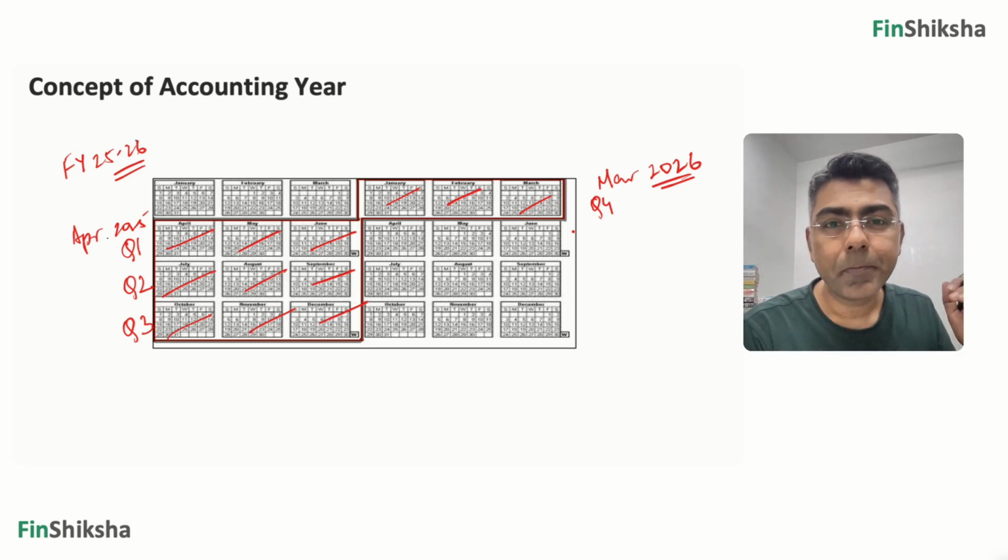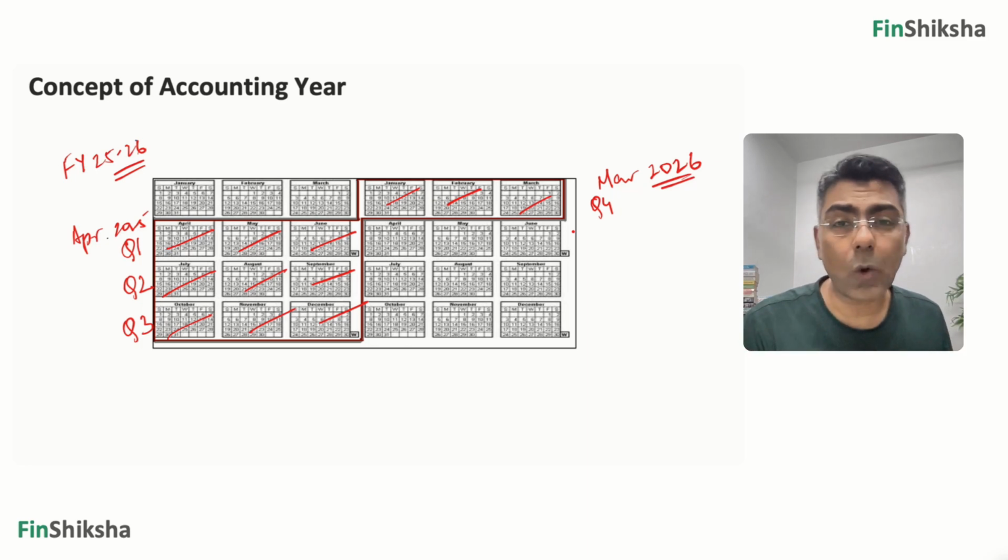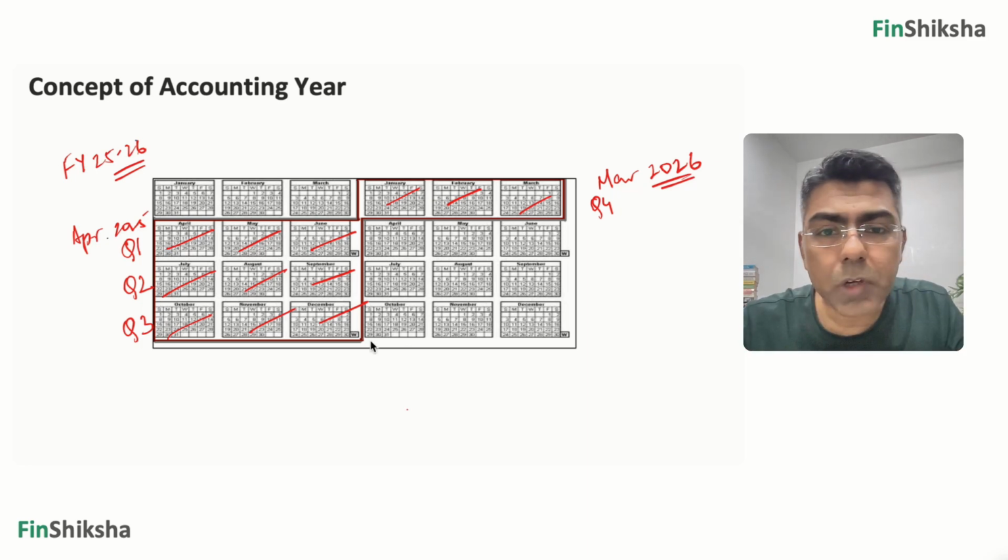Now, please note that it doesn't necessarily have to be April to March. Some companies can follow Jan to December as well. Globally, we find in the US, most companies follow a calendar year. But here in India, we have April to March as the accounting year that we look at. So let's now turn our attention to the three financial statements.